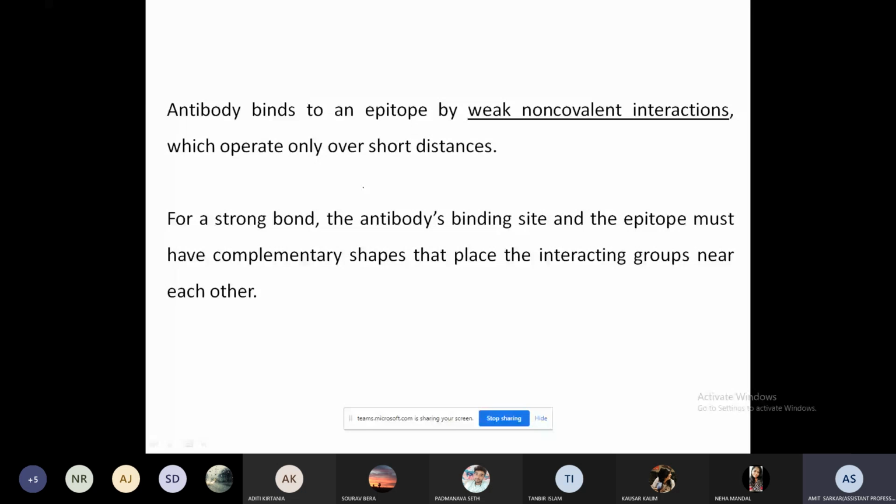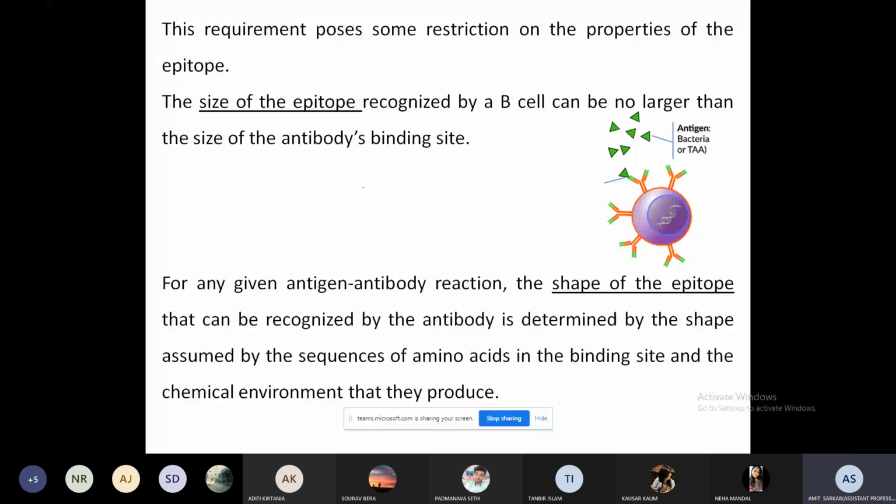So this requirement poses some restriction on the properties of the epitope. What requirement? We said that the epitope and antibody must come very close to each other, they must be complementary to each other, and their chemical groups should come into close contact. But that makes things a little bit problematic at times. The size of the epitope that is being recognized by the B cell can be no larger than the size of the antibody binding site.